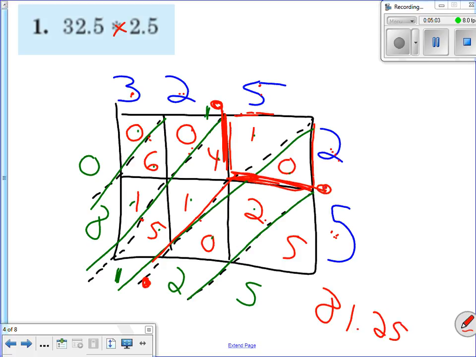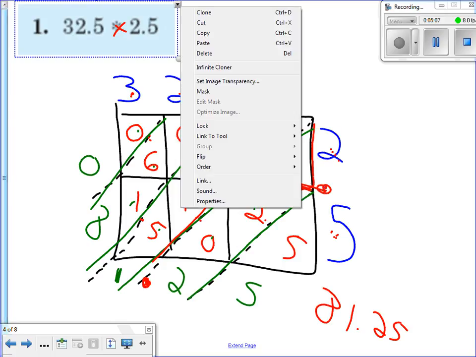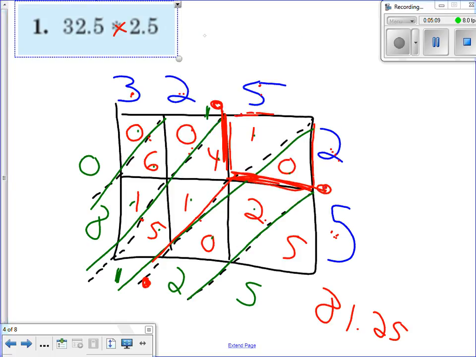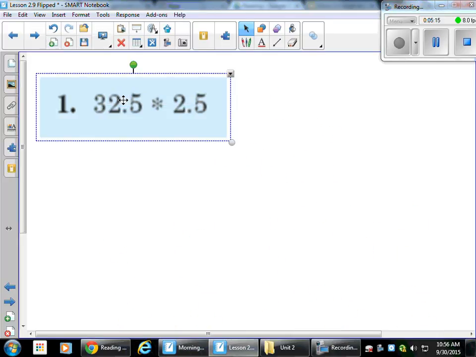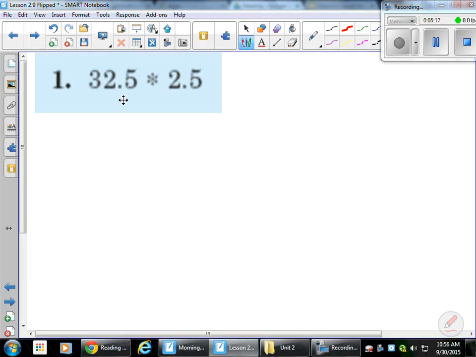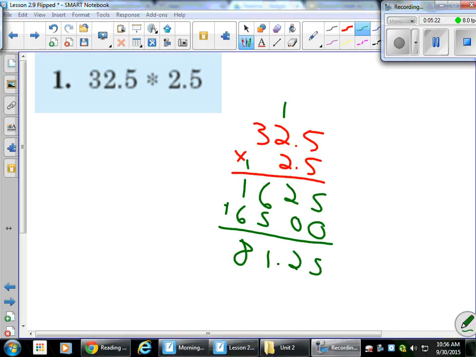Now, if I were just to multiply this problem, copy it, go ahead and paste it. Let's see if I get the same thing. I'll go through this fast. 32.5. We get the same exact answer, 81.25.